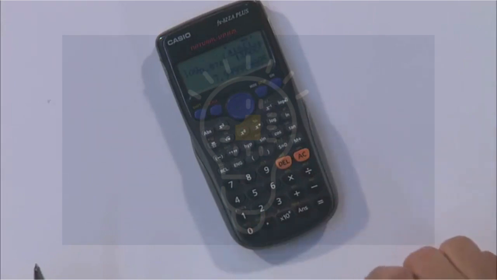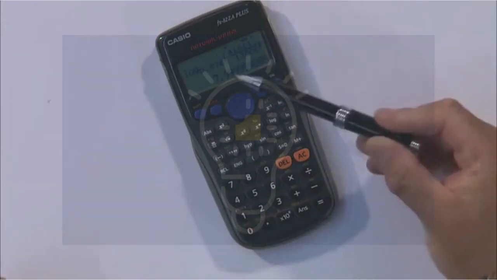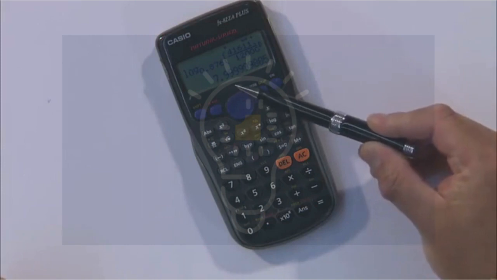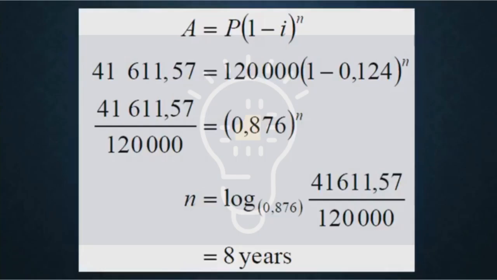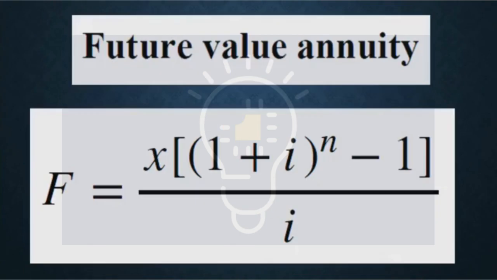And when I say equal to, you notice there, I have this figure 7.999, almost recurring. And when we round that off, we have the answer, as we see on the monitor, n is equal to 8 years. Very, very easy to use that logarithmic formula.